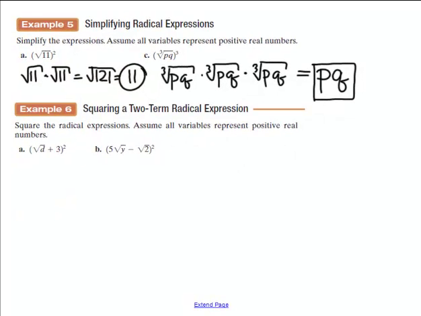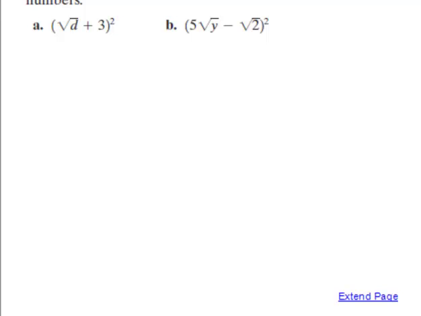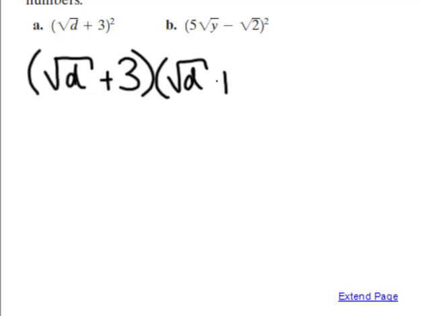So now using that information, we need to address binomial things, 2 things with a square on the outside. Remember, you cannot just distribute that square. This first one, A, means that I have the square root of D plus 3 times the square root of D plus 3. Same thing that we did up here and that we did on problem 4, kind of combining problems 4 and 5. So now we need to FOIL. So if we multiply our firsts together, square root of D times square root of D, we really have the square root of D squared. And we know that gives us just D.